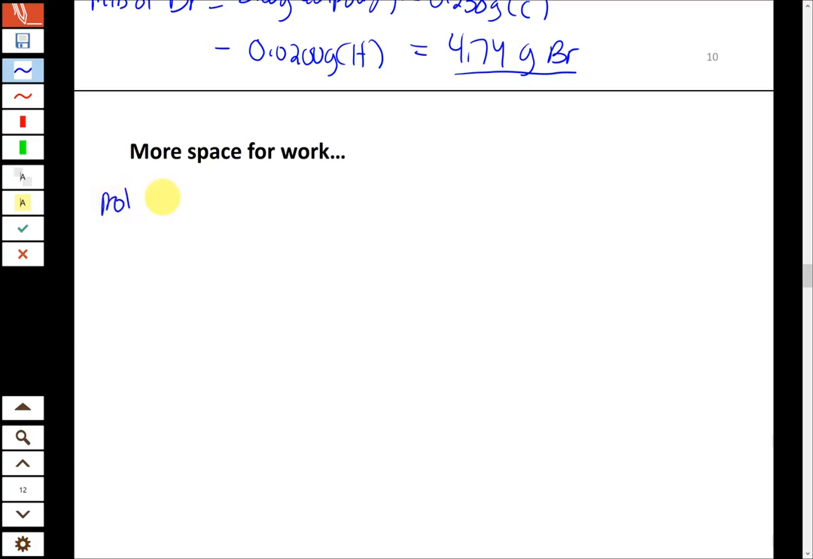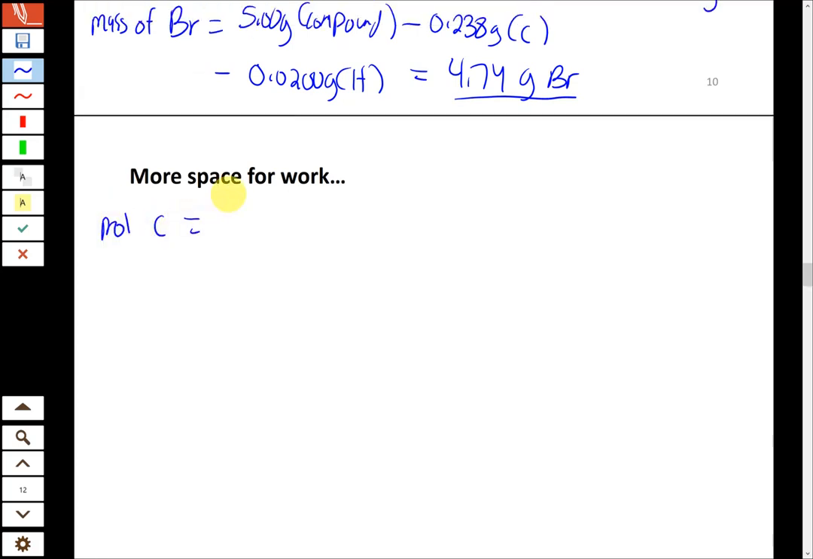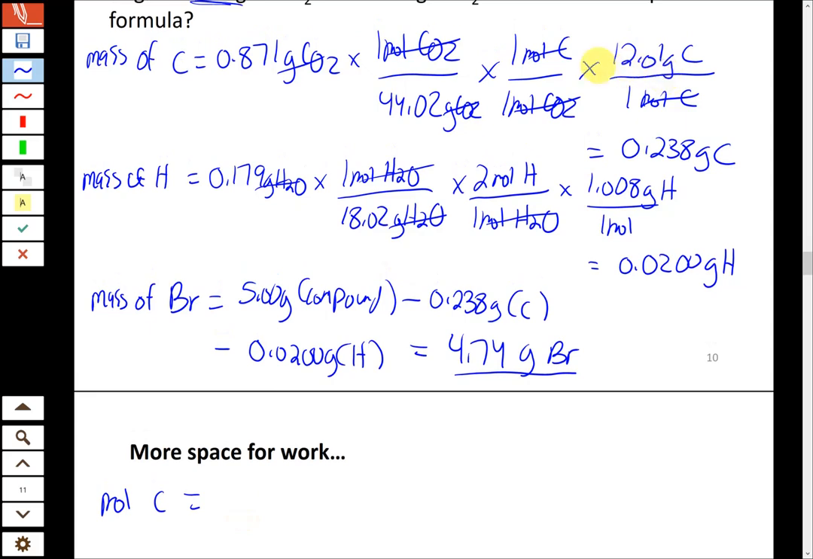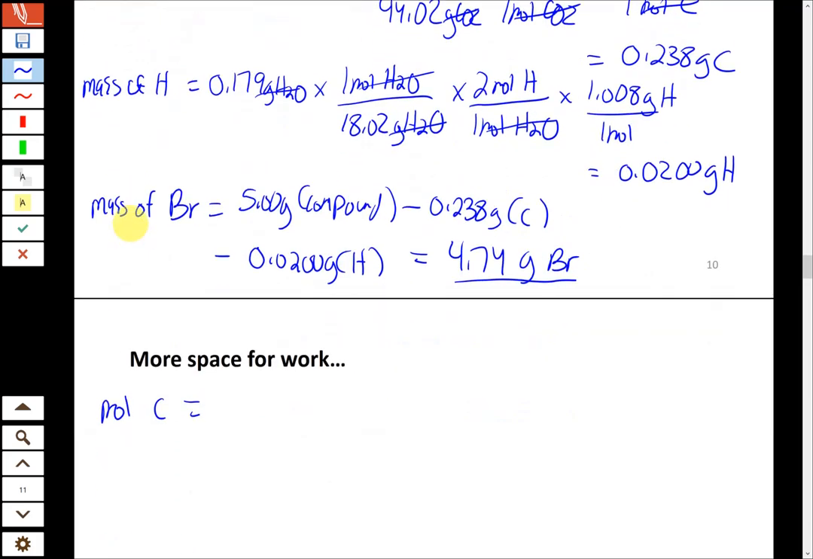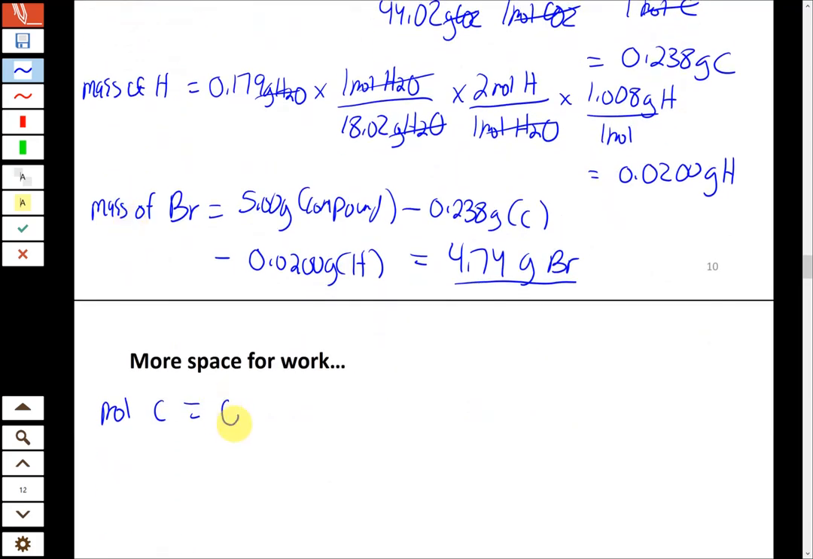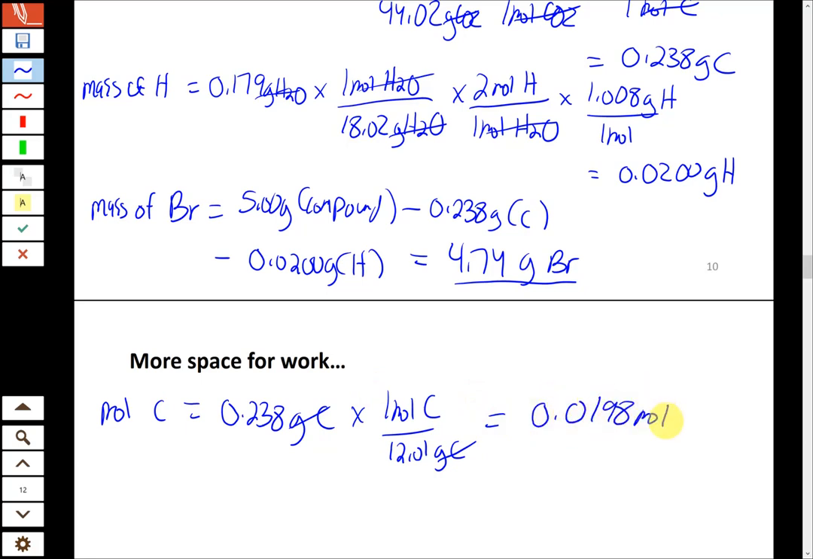So for moles of carbon, we're basically going to just be undoing this last step here. We already got to moles of carbon in this conversion here, but we took it one step further to get mass. So we just need to undo that last step by dividing by the atomic mass. So we have that many grams of carbon that we found in the first step, and we divide by the atomic mass to get it into moles. So we get 0.0198 moles.